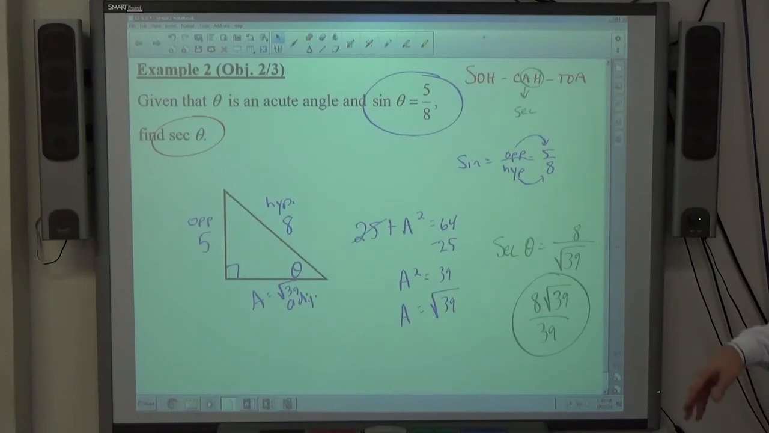Okay, so each of the examples, 2 through 5, are the same kind of problem. Trig function of an angle equals this, find the other trig function. So they're all going to be this way. Again, I'll get through as many as I can before the bell rings, but we'll see how it goes.